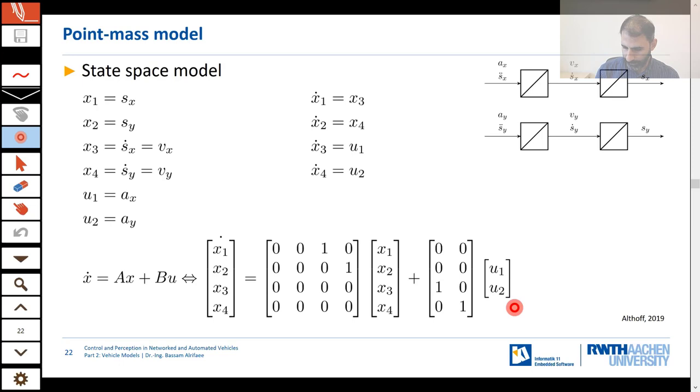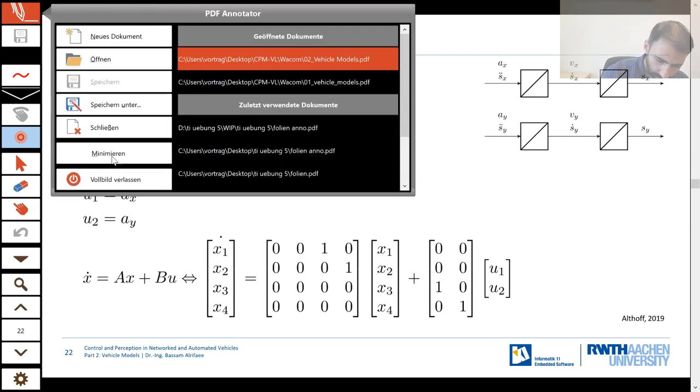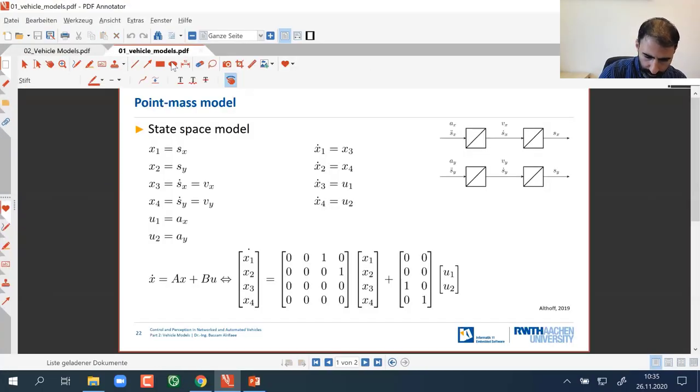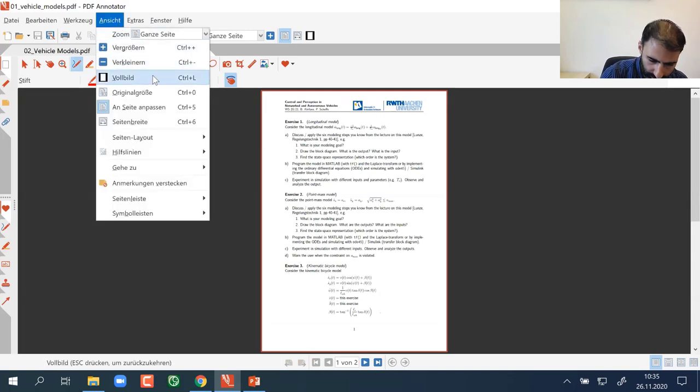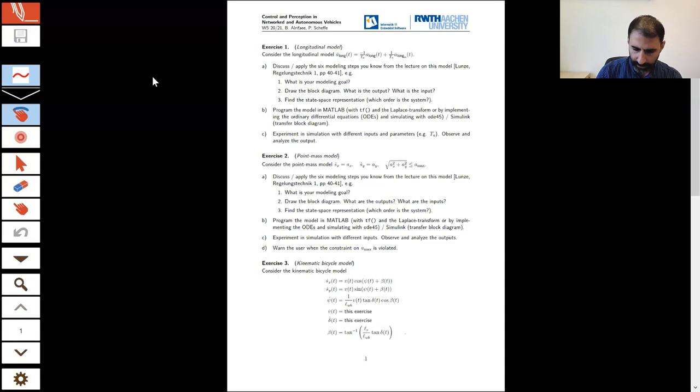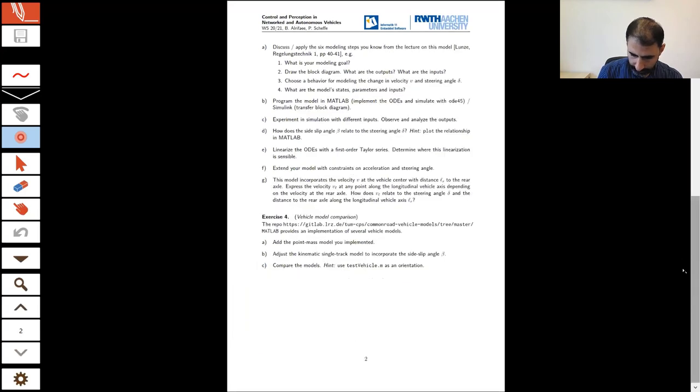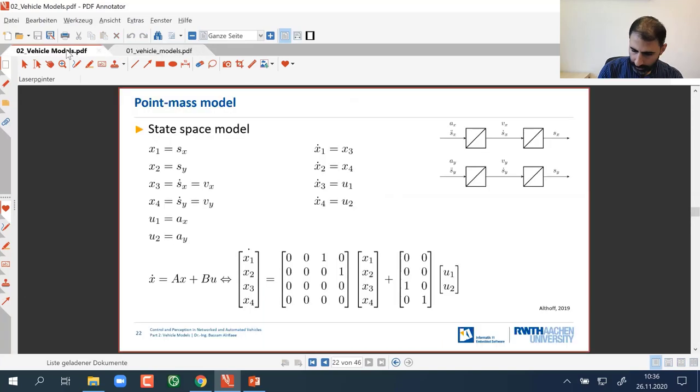And we have also an exercise about it in the exercise sheet about vehicle models. The exercise for last week was about the longitudinal model. You have done it, hopefully. And for today, you are going to do exercise 2, point mass model. And of course, after today, you will also be able to do the exercise about the kinematic bicycle model. And also exercise 4, hopefully, if we are fast enough.